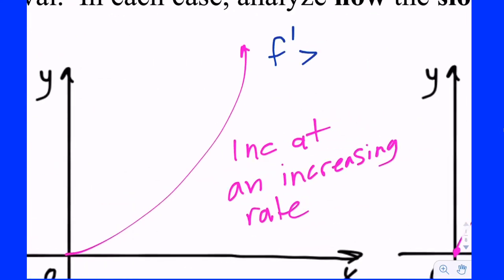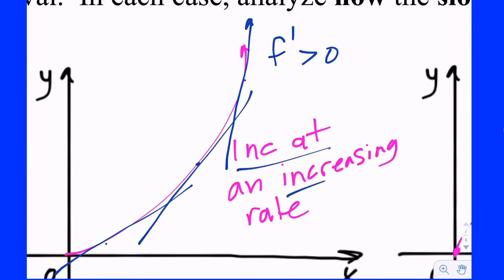Okay, over here, I know that f prime is greater than 0 because the y values are increasing. Well, let's look at what the tangent lines are doing. It's positive small there. It's positive bigger there. And it's positive even bigger there. What's happening to your tangent lines? They're increasing, okay? So when it's increasing at an increasing rate, that means not only are your y values increasing, but your slopes are increasing.